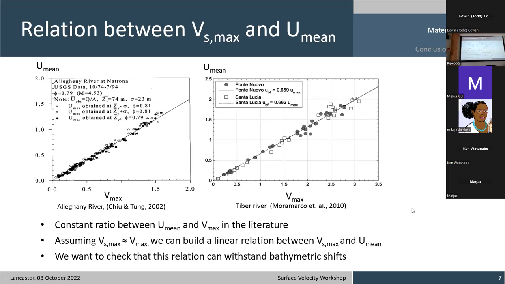In the literature, we find many studies showing a good rating between U-min and V-max. Here, we will assume that the V surface max is a good proxy of V-max, and we'll try to build a linear relation between VS-max and U-min. And we want to check that this relation can withstand bathymetric shifts.